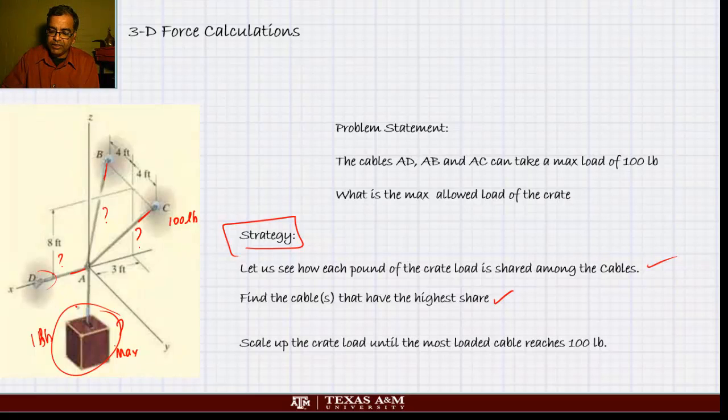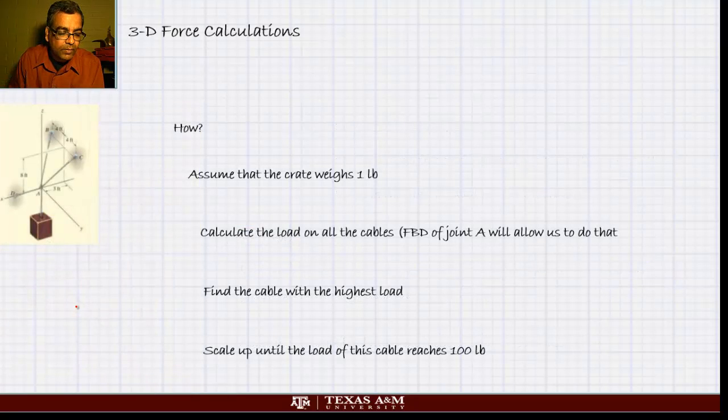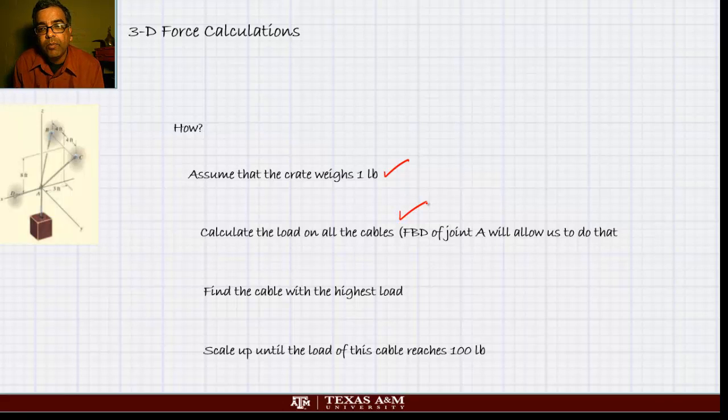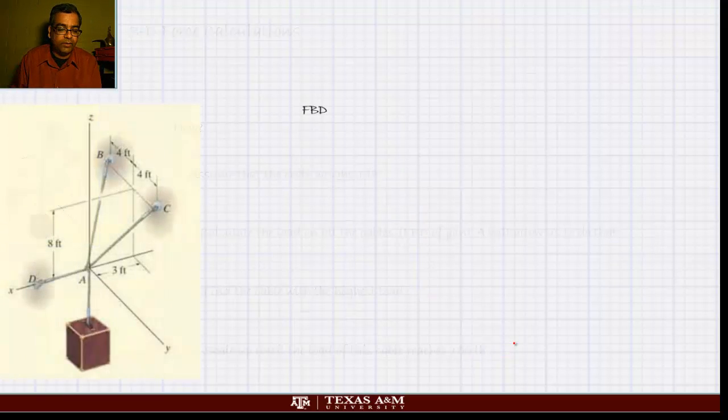Let's see the implementation. So how are we going to do it? We start out by assuming that the crate weighs 1 pound, and then we calculate the load on all the cables. This will tell us how much load is carried per pound, and then we find the cable with the highest load. This is easy, just look at whichever is the highest number, and then we scale it until the load on that cable reaches 100 pounds. So let's see how we do that.